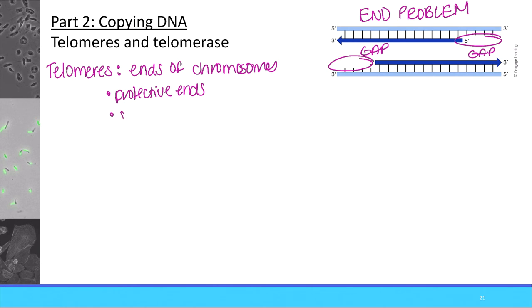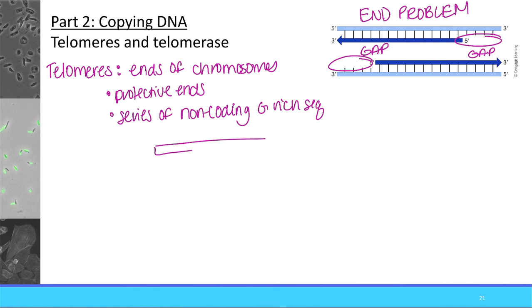And they're pretty cool because they are a series of non-coding G-rich sequences. So we're going to call this the important stuff. So all of our important genes. And then we have a ton of G's. So, which means, of course, our complementary strand is going to have a lot of C's on it. So we have these non-coding G's. And so those are the telomeres. And again, they're just there to serve as a protective mechanism.